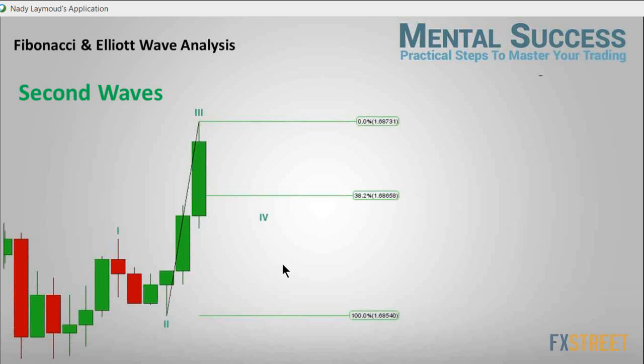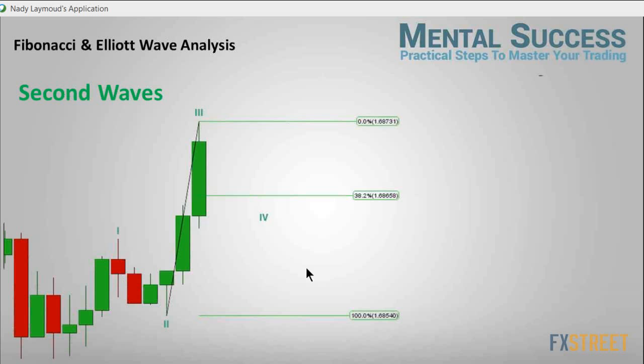Elliott stated that the fourth wave retraced 38.2% of the previous third wave. This is an important differentiation. We do not calculate the Fibonacci ratio from the end of the swing low here, but from the end of the second wave.